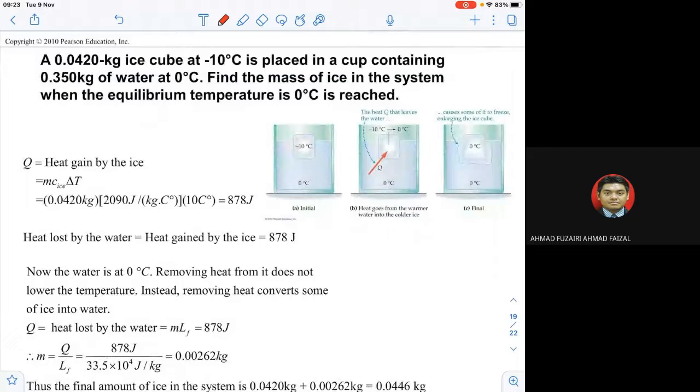First, heat gained by the ice. Through some calculation, MC ice delta T. M is 0.042, you take the mass of ice, times the specific heat capacity of ice, 2090, and also the change in temperature, 0 minus negative 10. So it becomes 10. So the answer is 878 joule.